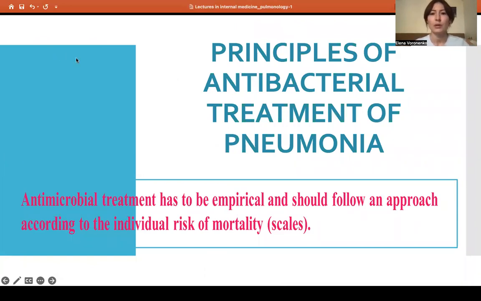Principles of antibacterial treatment of pneumonia. Antimicrobial treatment has to be empirical and should follow an approach according to the individual risk of mortality.